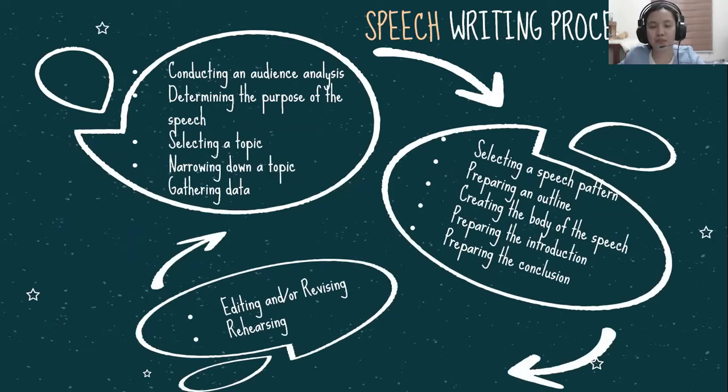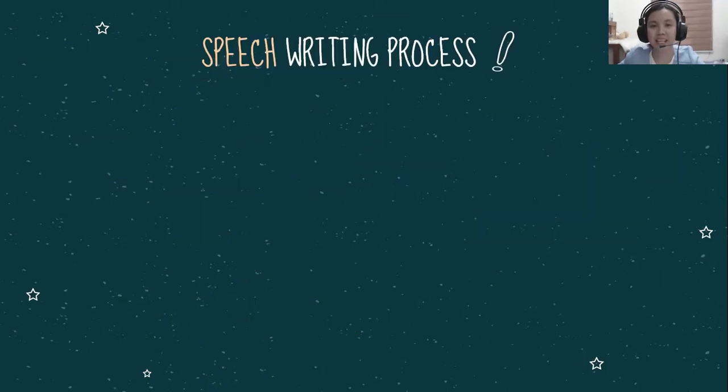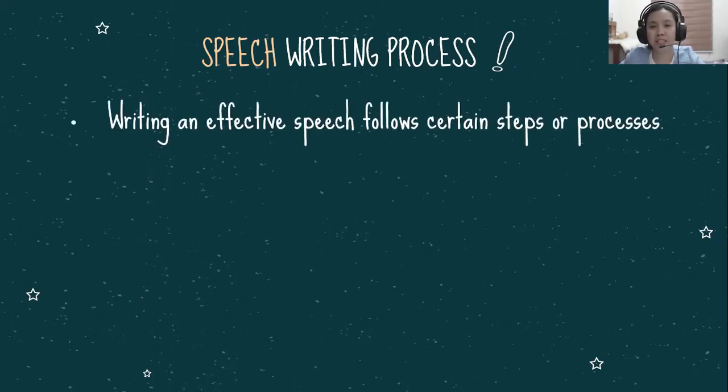Take a look at this figure. This figure presents the speech writing process, and it includes the things that we have to consider in writing a speech. As students in oral communication and as effective communicators in general, we have to know that speeches are carefully planned and follow a form or structure and a procedure. Just like planning for any activities, writing an effective speech follows certain steps or processes.